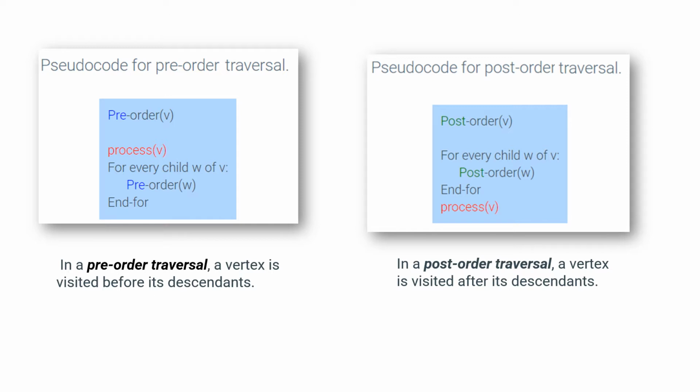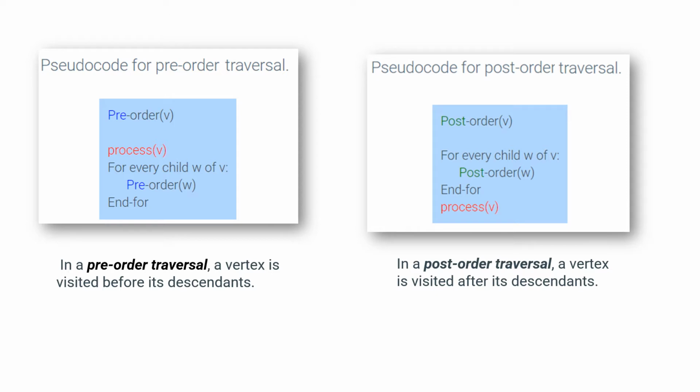So for the post order, we're going to call this algorithm post order. And notice that we start at some vertex again, and normally if it's a rooted tree, which it would be, then we're going to start at the root, and then for every child of the root, we're going to call this algorithm again.